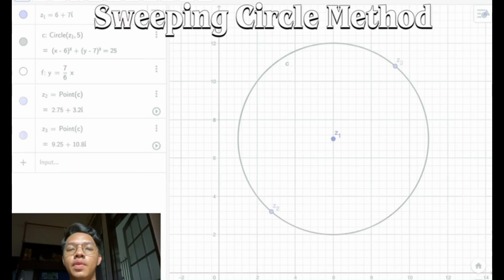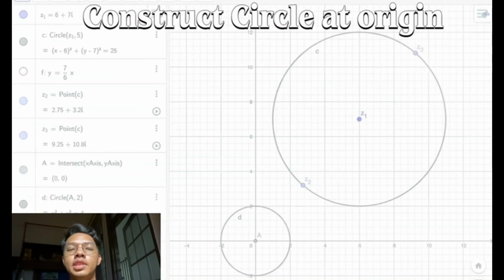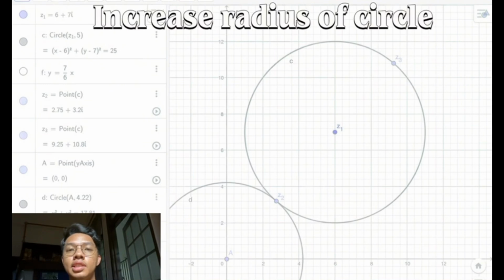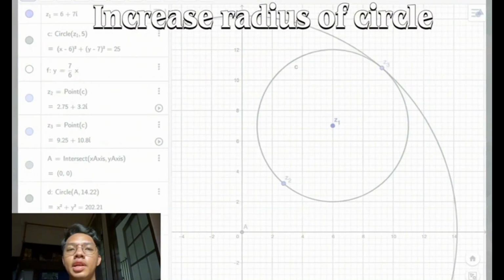Next, for the proving of z minimum and z maximum for circular locus by using GeoGebra, first we need to construct our locus on GeoGebra. Then, by using the sweeping circle method, we construct a circle at the center (0, 0). After that, we increase the radius of the circle until the circle intersects with our locus. The intersection point is the z minimum, and if we increase the radius more until the circle covers all the locus, the intersection point is the z maximum.